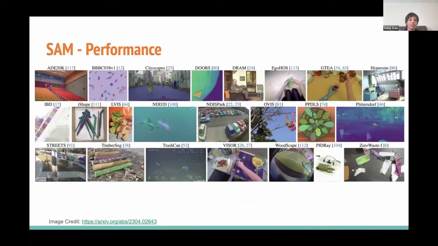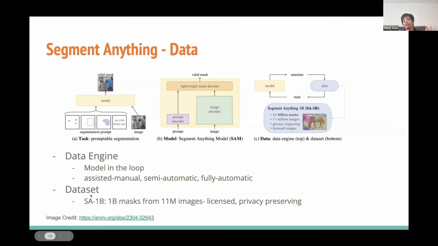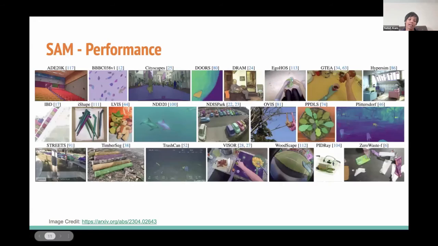So this is SA-1B, their own curated data set. And then once they have the model, they checked the performance on 23 different, completely unseen data sets. And this is basically the list of those 23 unseen data sets. Some of them you might be familiar with, like Cityscapes and ADE20K are pretty common among all of them.